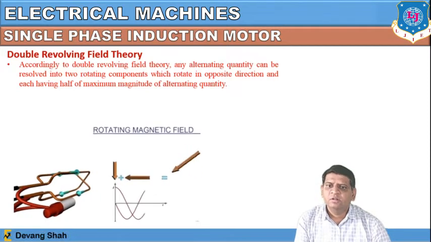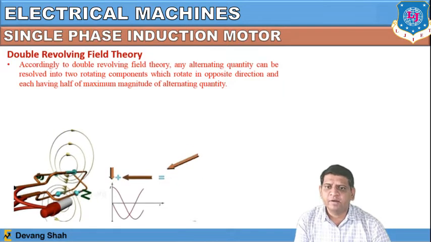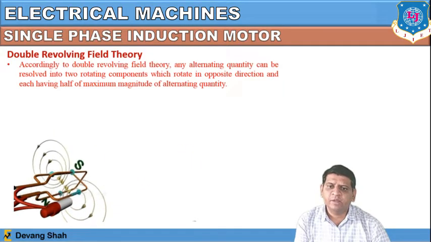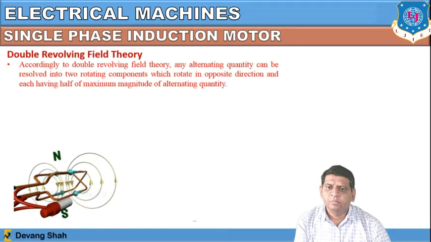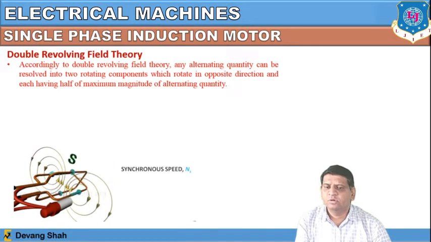Once the rotor reaches the speed of the rotating magnetic field, after some time the auxiliary winding is not needed. At the synchronous speed of the rotating magnetic field, there is no requirement of this auxiliary winding. So this we define as the double revolving field theory.